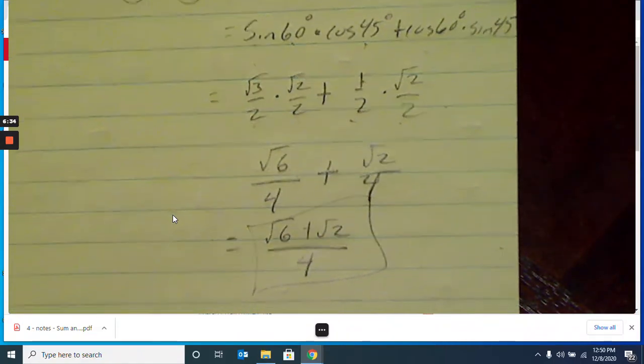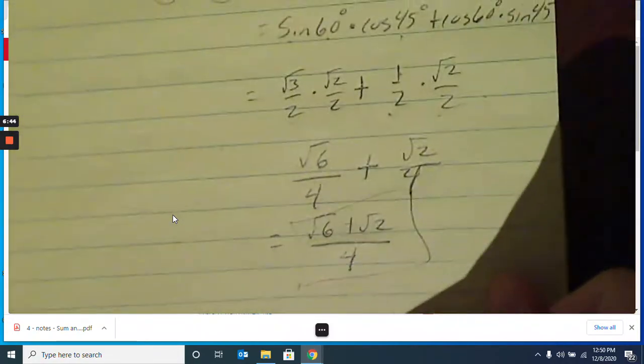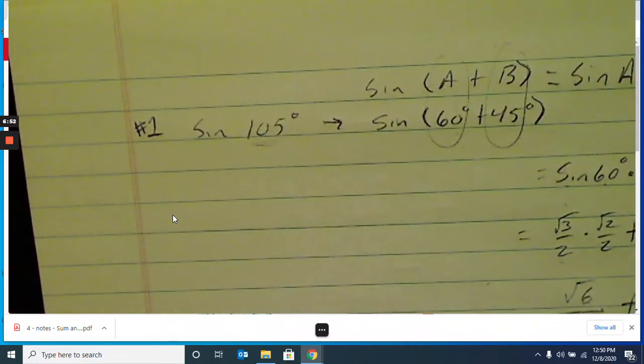So the next thing I'm going to show you is what happens if it's a radian measurement. So radian measurements work very similarly. But I'm going to show you something a little bit different to kind of help with radian measurements. Okay. So for example, let's look at number 3. I have the cosine of 19 pi over 12.